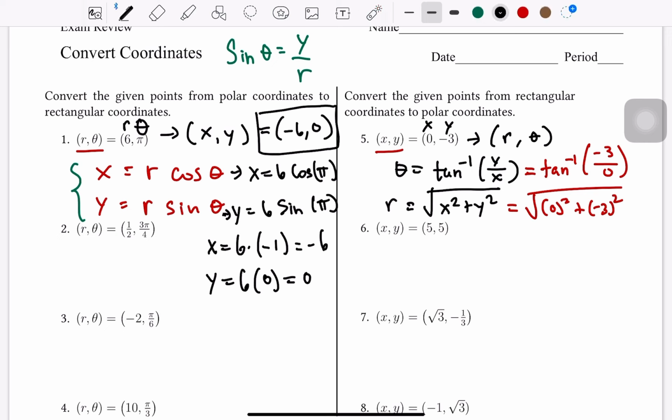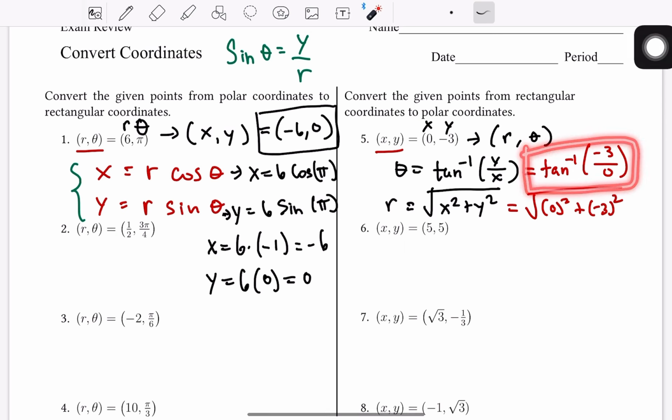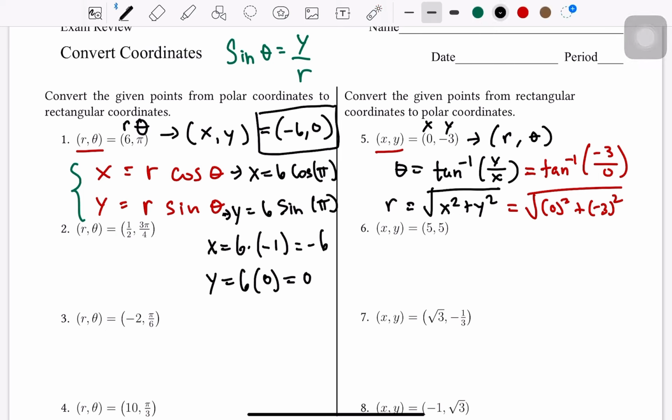So let's assume we had a calculator and we plugged this in, okay? If you did, you would notice that 0's in the denominator, and therefore it would yield some sort of syntax error. What that means is that doesn't mean that it's not possible. That means you have to sort of do it by hand.